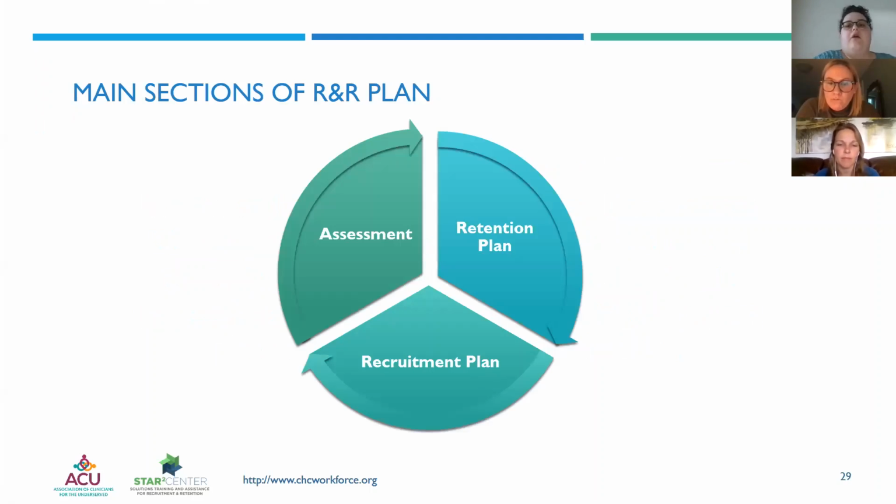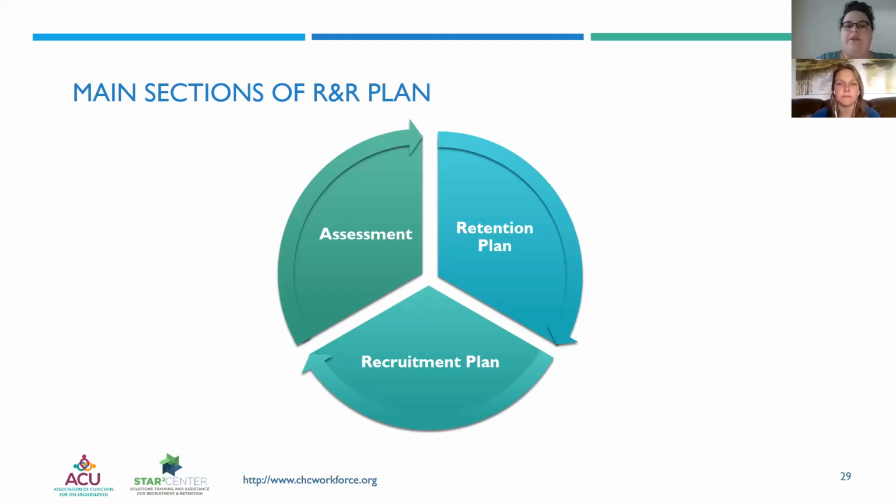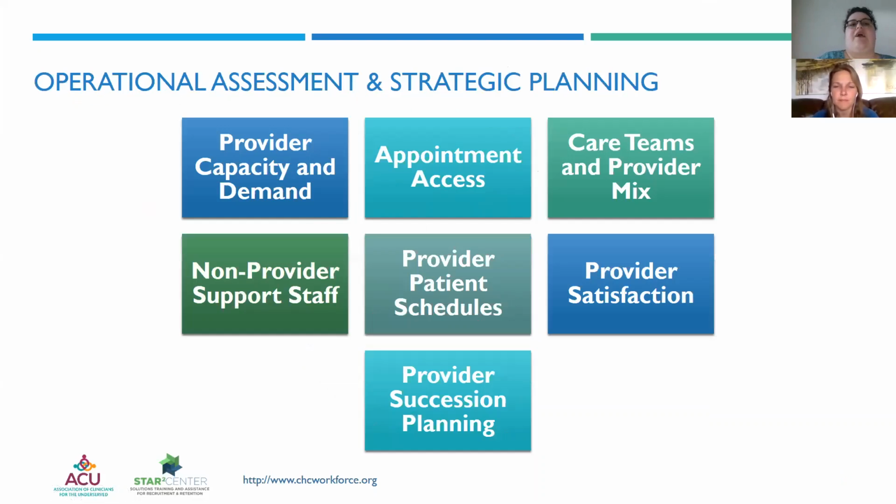So in our R&R plan, we have 3 main sections. We have the assessment, the retention plan, and the recruitment plan. And as I mentioned, I'm going to go through these quickly in the slides. I'm going to transfer over to the Word document and then come back, and I hope this works. Anybody can stop me at any time, ask me any questions. And I'm sorry if it takes me a moment to get to the chat because I'm trying to share and watch the chat at the same time.